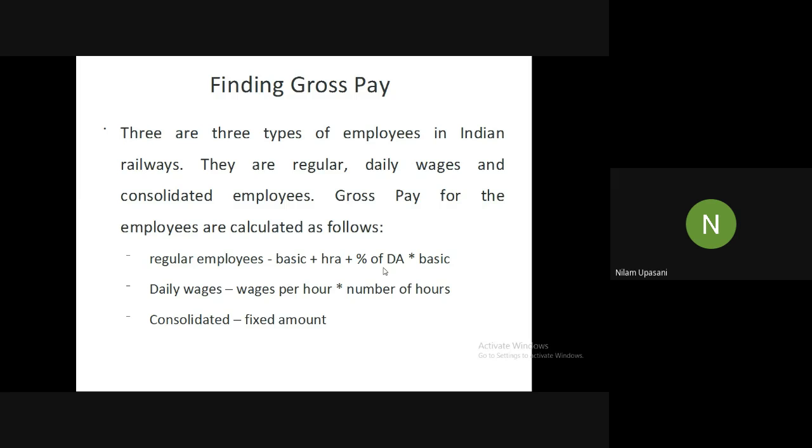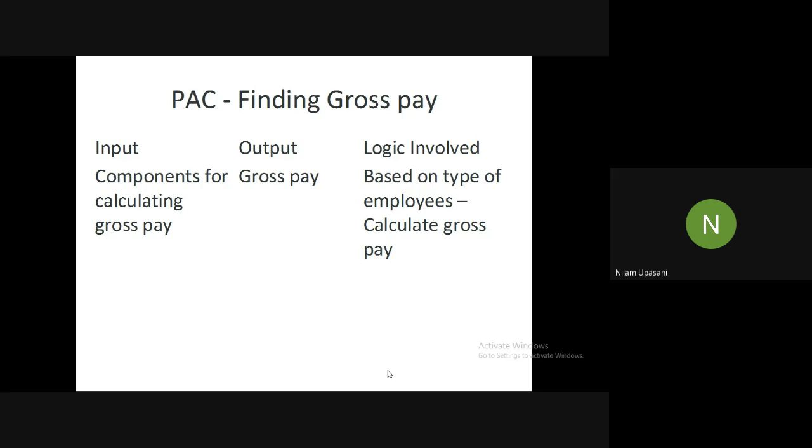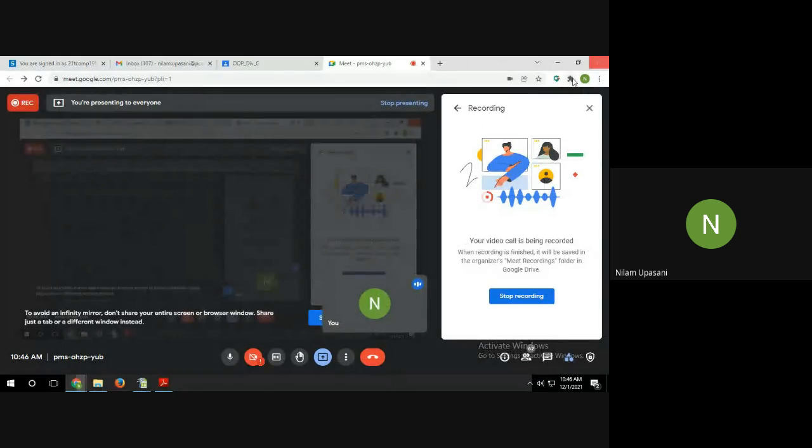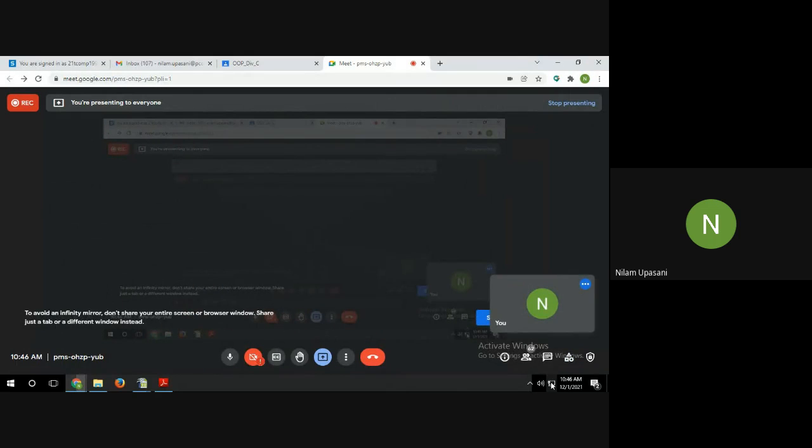So even if DA increases, whatever impact is there won't be there on the consolidated. It is a fixed amount. If it is 50,000, every month that person will get 50,000 only. So there are three different types of calculation for gross pay in the same organization. In this case, have you understood the problem statement? What we are doing here?